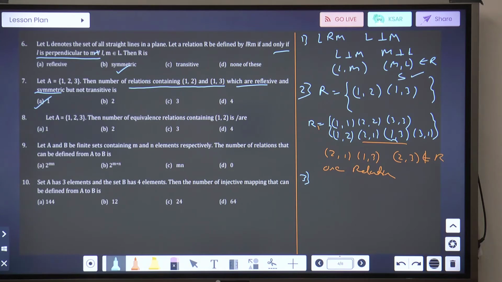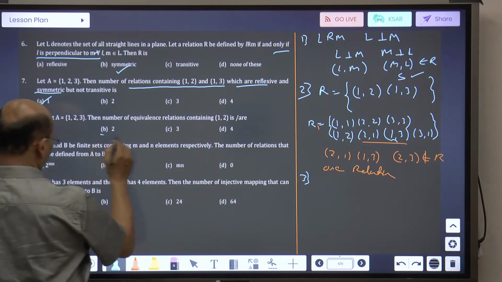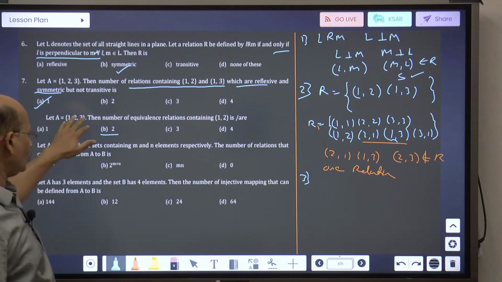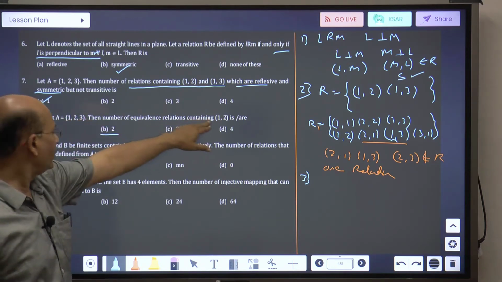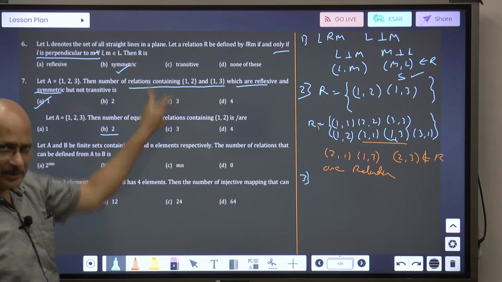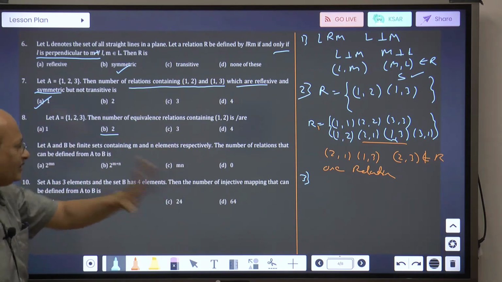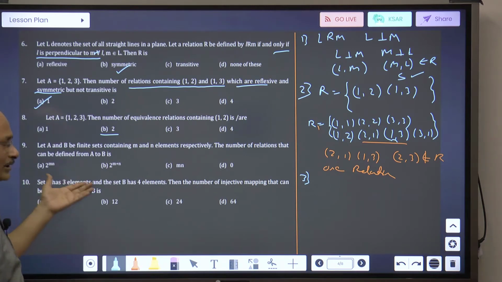This is question number 8. There are two equivalence relations we can form. First is (1, 1), (2, 2), (3, 3), with (1, 2) there and (2, 1) has to be there. Then only (1, 1). So two equivalence relations will be there, reflexive, symmetric as well as transitive. Anyway, that's okay. Now hold on, now this is something important.